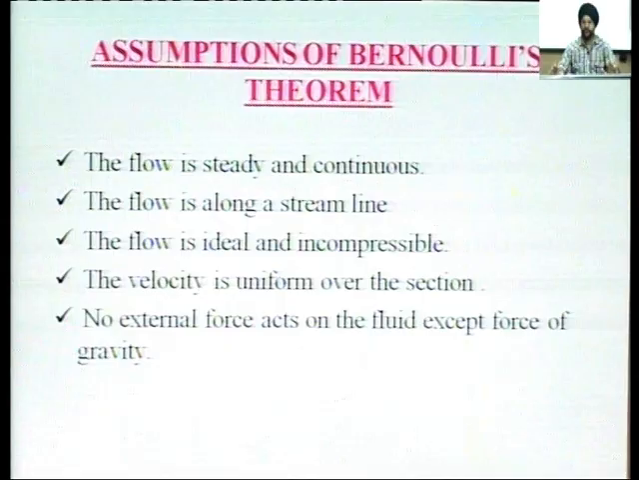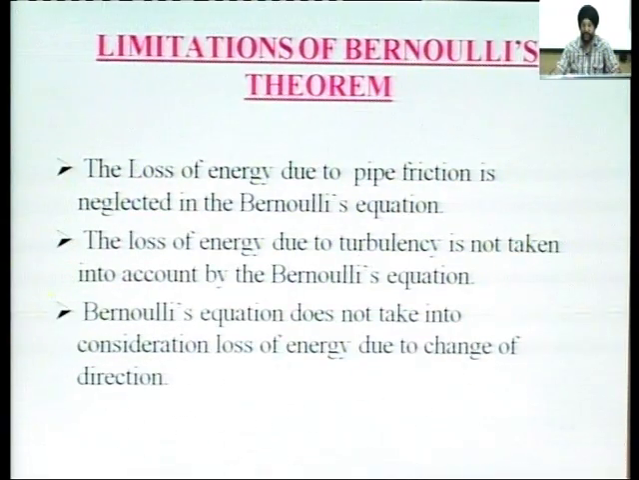Now there are certain assumptions made by Bernoulli before this theorem. The first assumption is the flow is steady and continuous. The second one, the flow is along a streamline. Then the flow is ideal and incompressible. The velocity is uniform over the section. It's not non-uniform, and no external force is acting on the fluid except the force of gravity. So these are the assumptions made in Bernoulli's theorem, but there are certain limitations also.